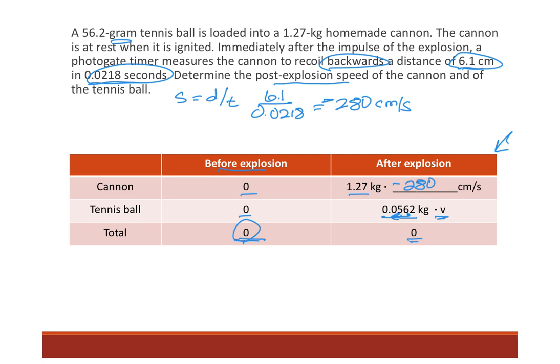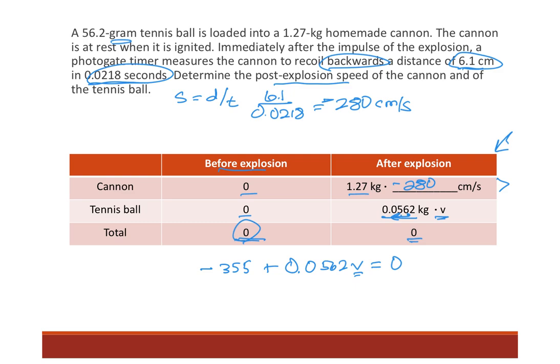So now we just need to do some math. So what's 1.27 times negative 280? If you go ahead and do that math, that's going to be a negative 355, and that'll be kilograms times centimeters per second. I'm just going to drop the units. So we know that the momentum of the cannon, plus the momentum of the tennis ball, which we haven't got all the information on yet, we know it's 0.0562 v because we have to figure out the velocity. That all is going to equal 0.